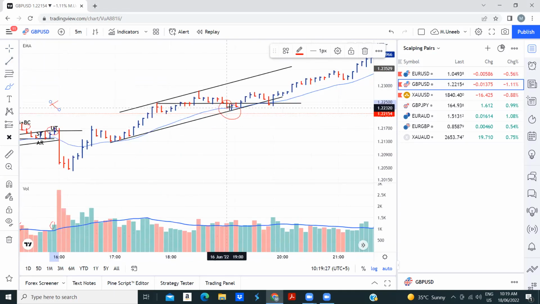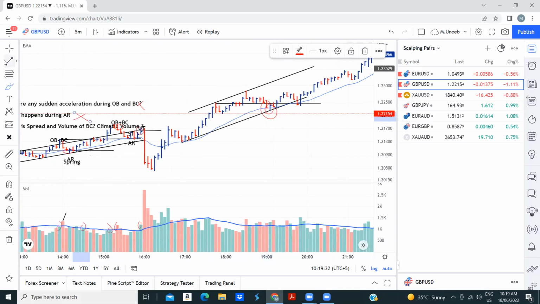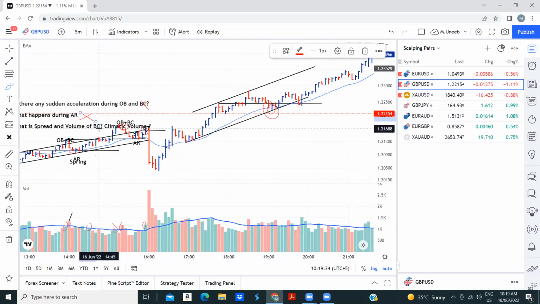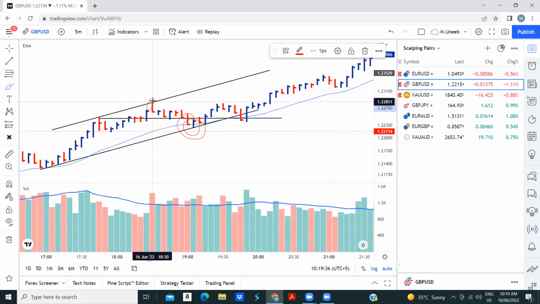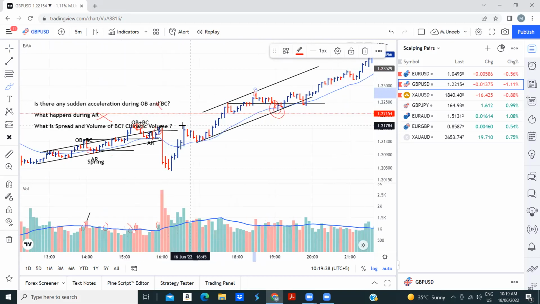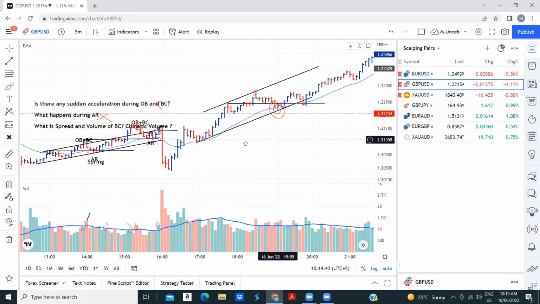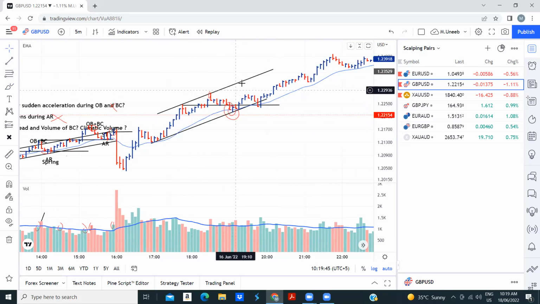Now you see this is the last high. What happens during the AR? The spring forms. What is the spread and volume of the climactic bar? Yes, this is right. But all these three criteria must be fulfilled. Do you understand? And you can see that this is occurring within a trading range.